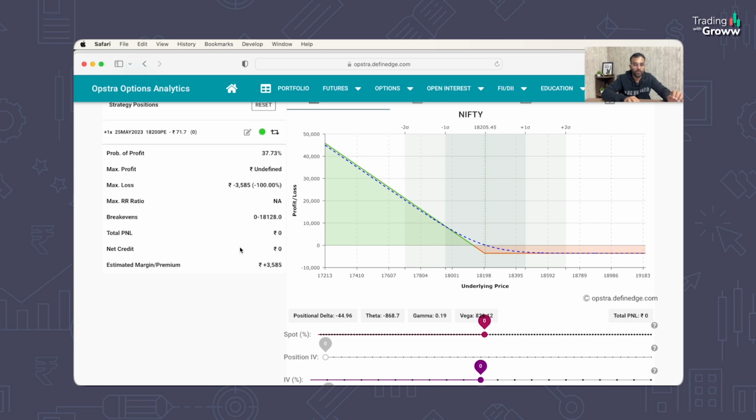Suppose Nifty tomorrow from 18,200 levels drops to 18,100 levels, then this ATM option, the 18,200 ATM option, which is trading around 71 rupees, will gain an additional 44 rupees, so almost 110 rupees it will move.